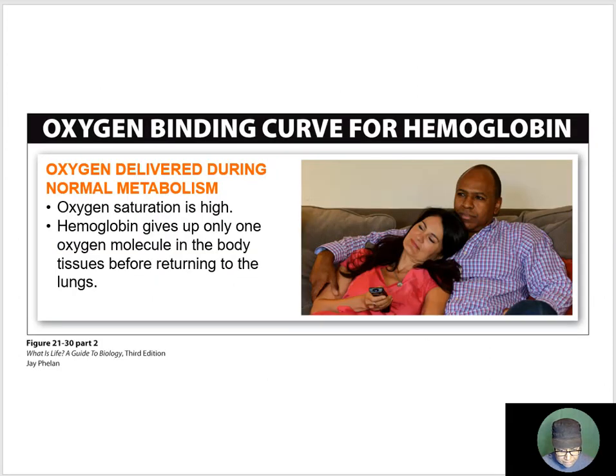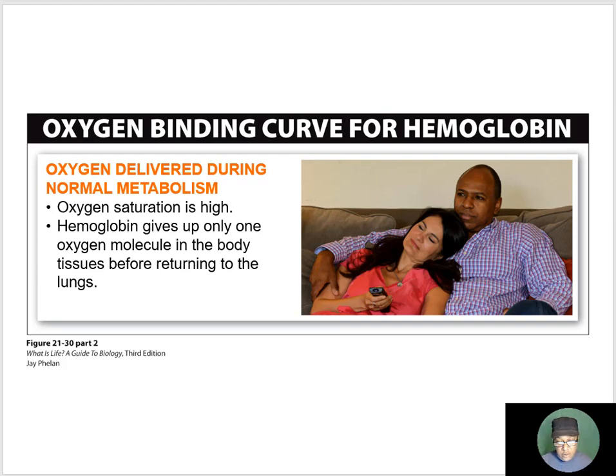All right. So, what do you want to remember? There's an oxygen binding curve for hemoglobin, that oxygen is delivered during normal metabolism. Oxygen saturation can be high, and when that happens, hemoglobin will only give up one oxygen molecule in the body tissues before returning to the lungs.